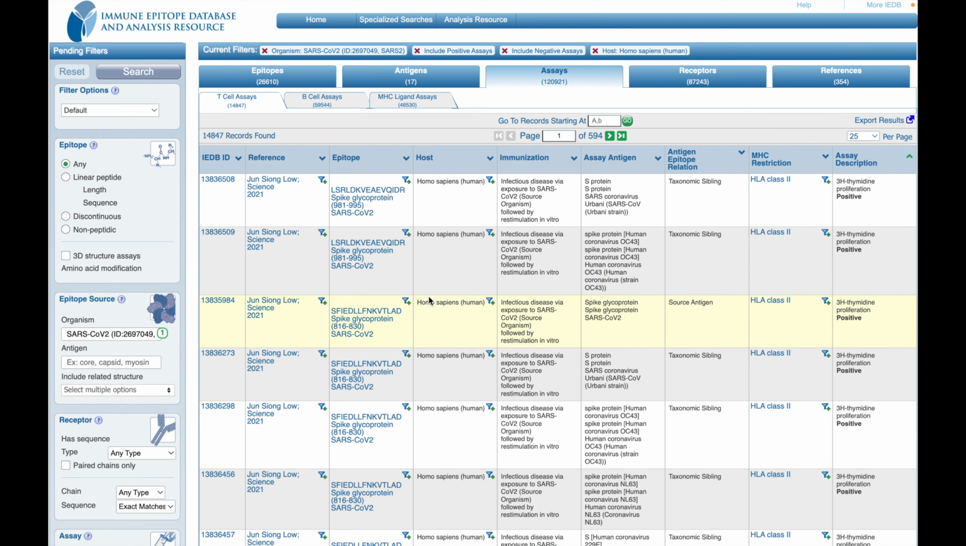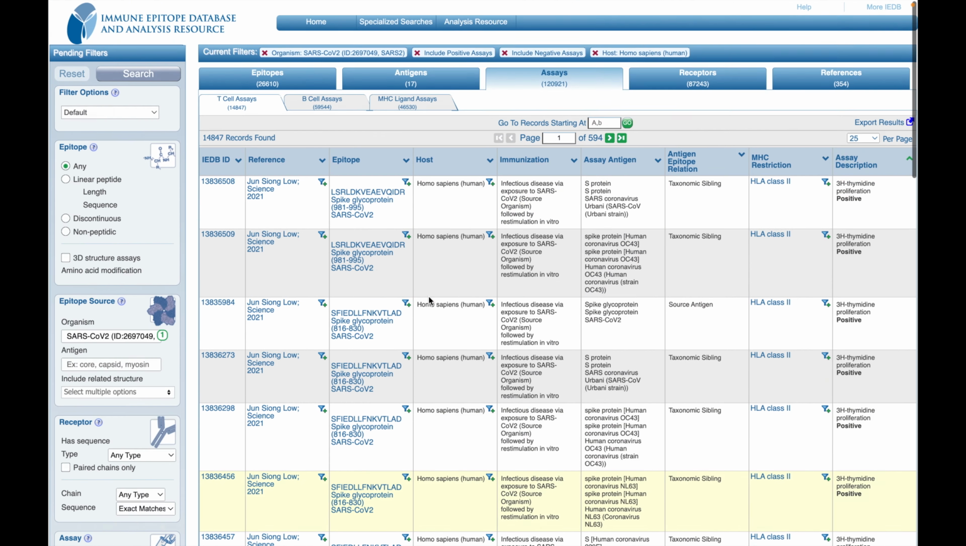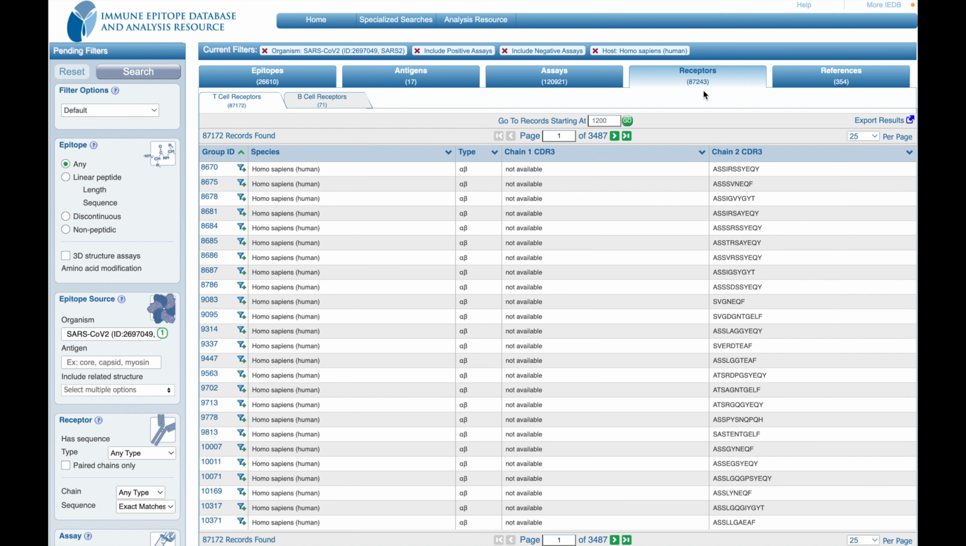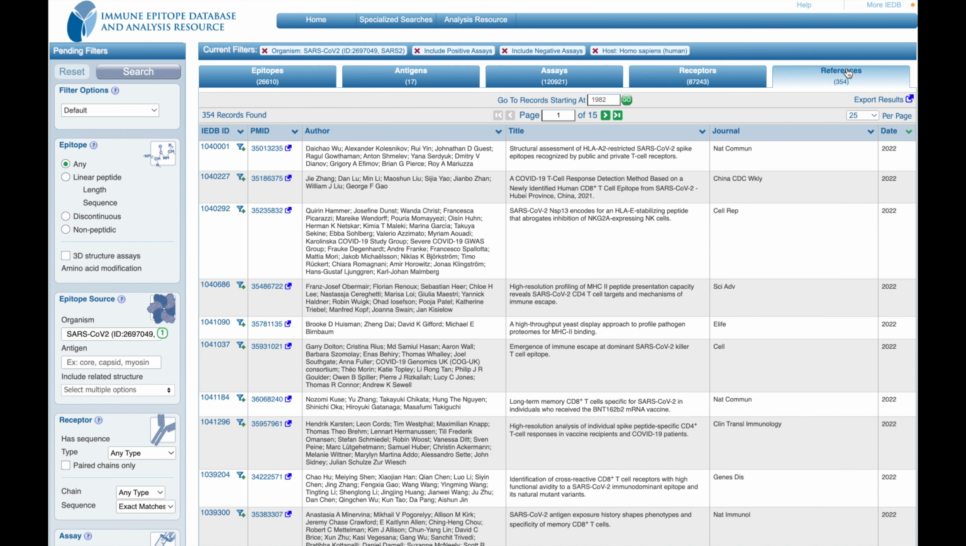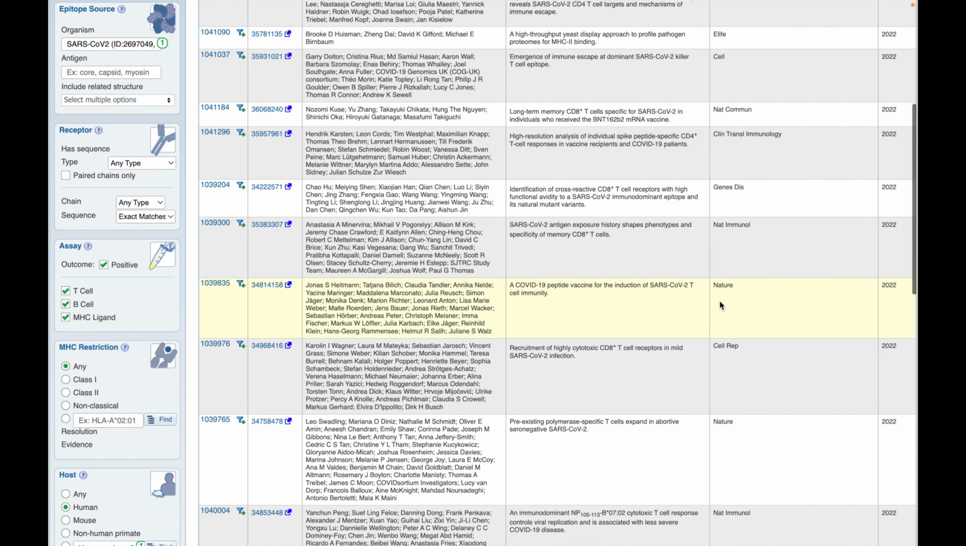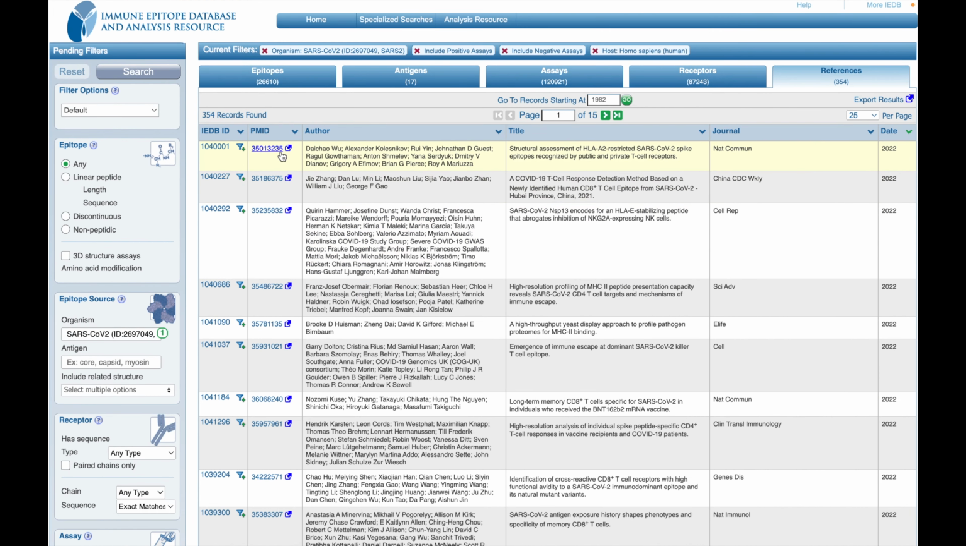Assays, we have more here. In the assays, it really does break down more information about each of these epitopes. It gives you a reference, epitope, host, immunization, assay, antigen, antigen epitope relation, and also these types of receptors and then references. If you have a specific interest in any of these references, you can always just click this link and it will take you to that reference.